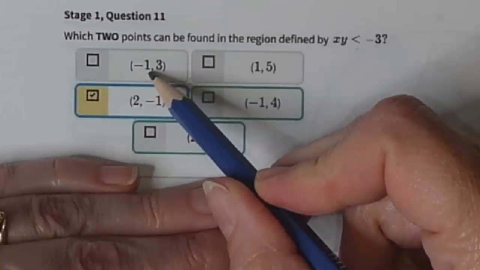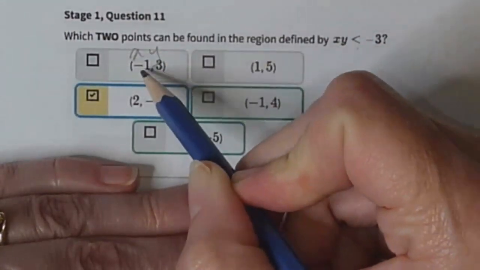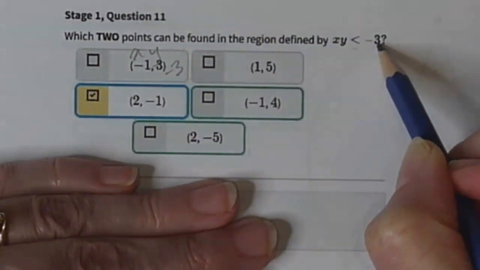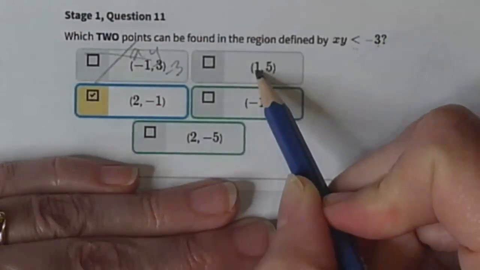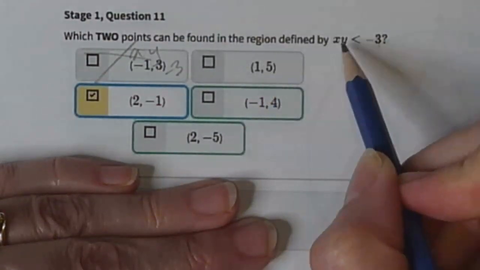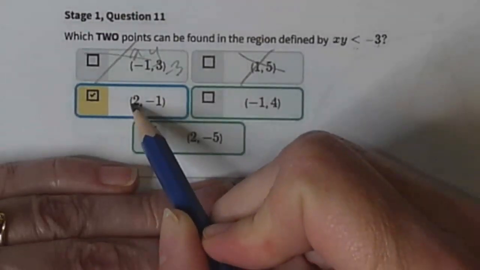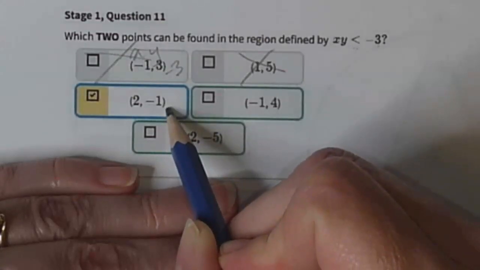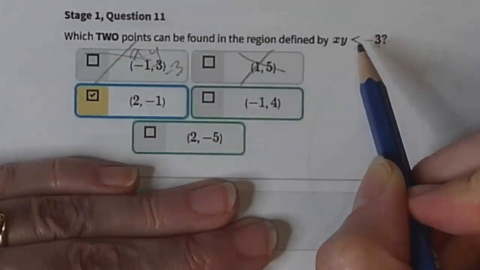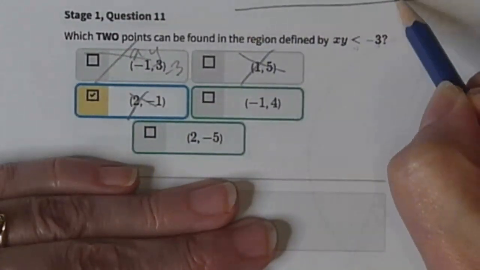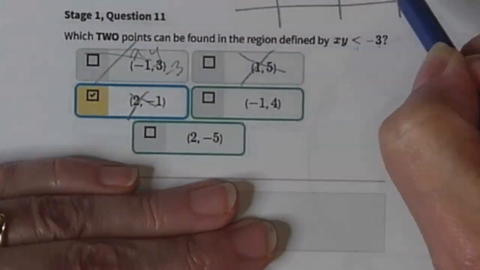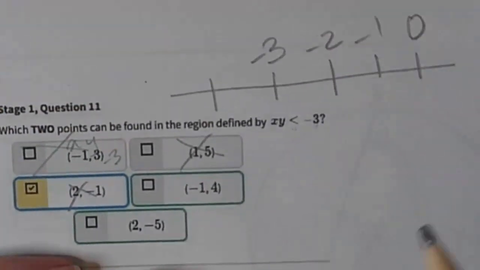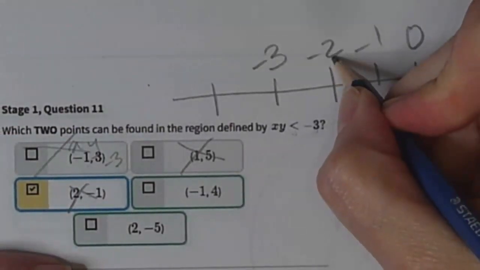Just plug them in. So if this is your x, right, and this is your y, -1 times 3 would be -3. Is -3 smaller than -3? No. 1 times 5 is 5. Is 5 smaller than 3? No. 2 times -1 is -2. Ooh, is -2 smaller than -3? No, it's bigger, right? Because of your number line. -2, -3, -1, 0. All right? So -2 is bigger than -3.